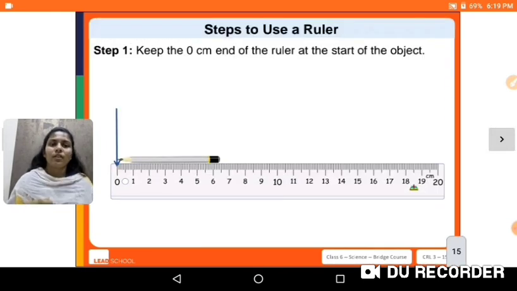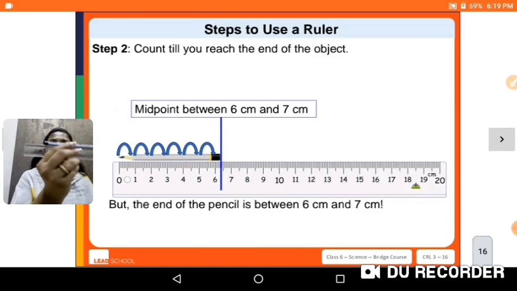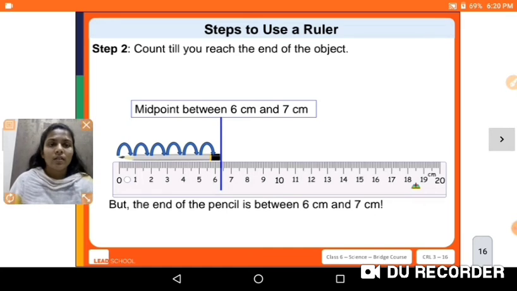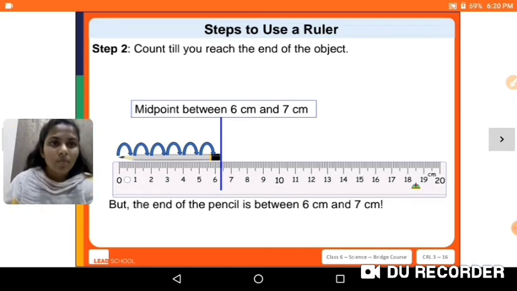So what is the first step? Let's revise quickly. The first step is to keep the end point of the pencil at 0 and then we have to count to the end number, where the ruler ends. Okay. And if a pencil is in the midpoint between two numbers, in the given figure here you can see that the pencil ends at the midpoint between 6 and 7.